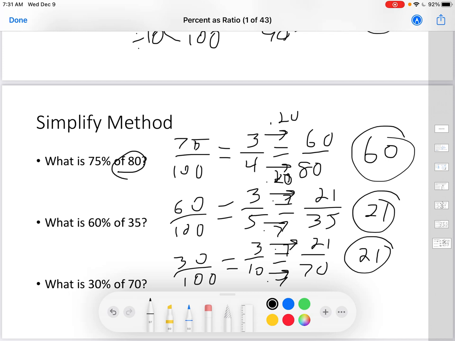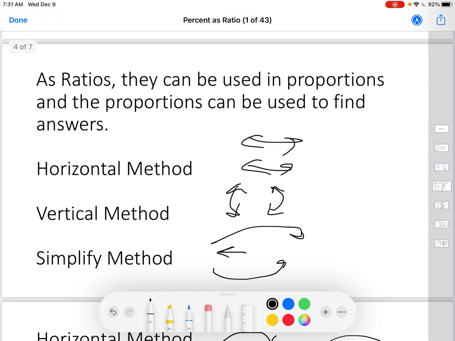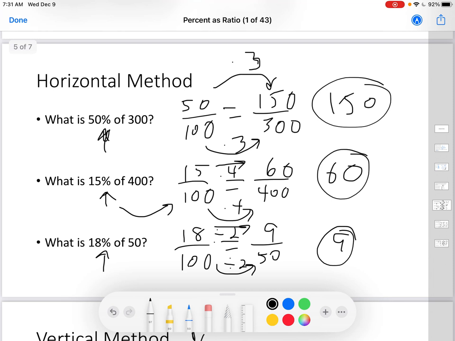But that's the idea. First of all, you can write the percent as the number over 100, and then you can use it in a proportion, horizontal, vertical, or simplify methods to solve it.